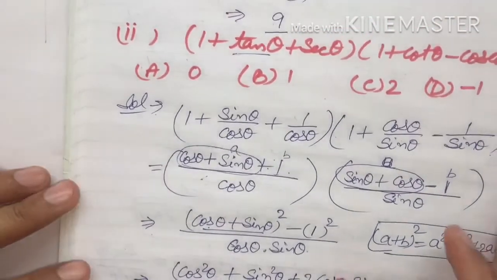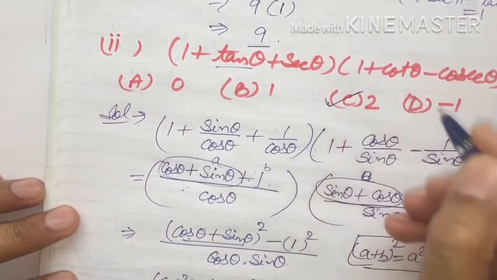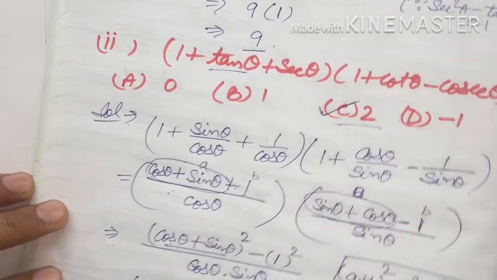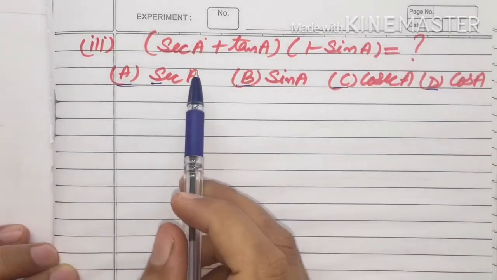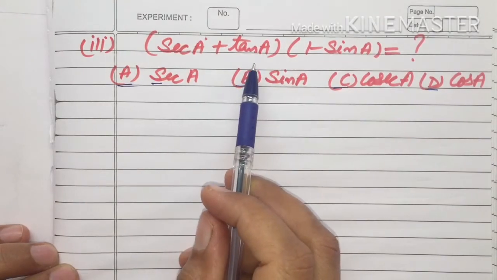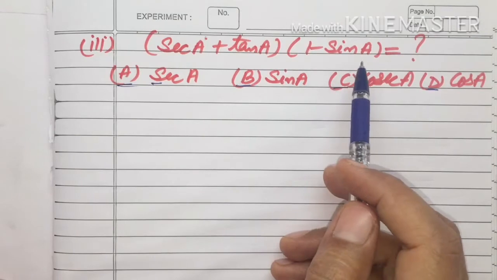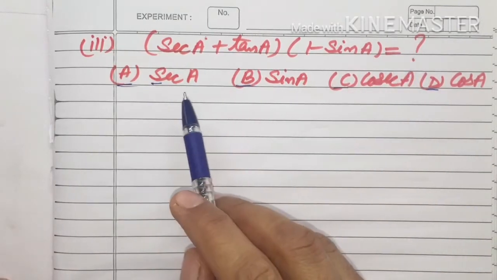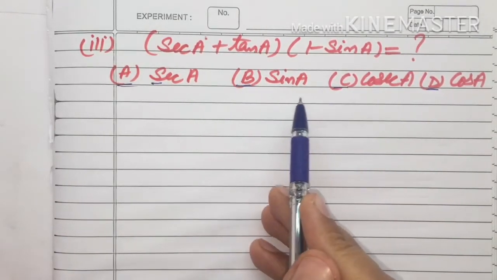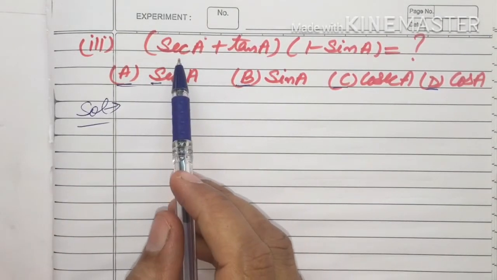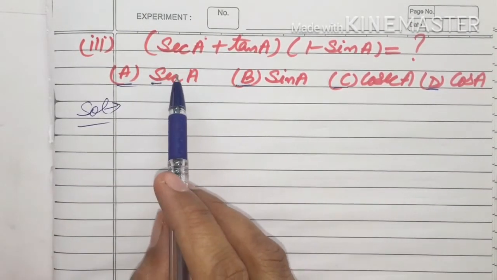So in our options, C part is our answer, so we will tick C as an answer. Third part: secant A plus tan A in one bracket and 1 minus sine A in the other bracket. We have to find the value, and according to our answer we have to choose the given option A, B, C, D. So again we will change to the basic functions, secant.